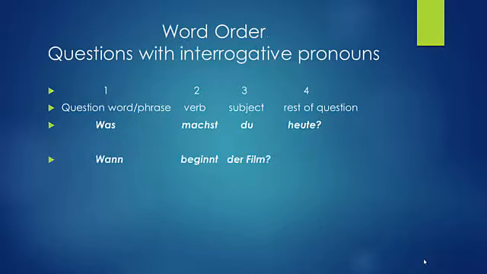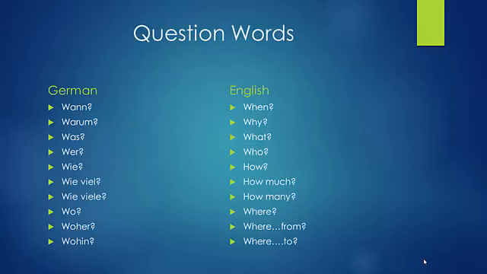Okay? Or with a question word, for example, was machst du heute? Or wann beginnt der Film? As you can see, these questions begin with the question words was, what, and wann, when. Then follows the verb, followed by the subject, and followed by the rest of the question. Let's look at the following examples of question words. Wann, warum, was, wer, wie, wie viel, wie viele, wo, woher, wohin.